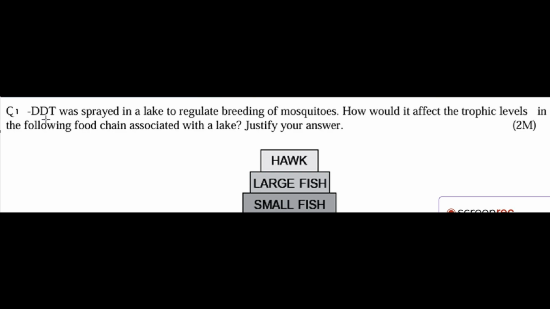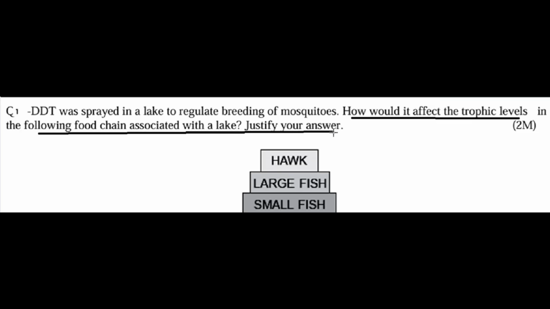DDT was sprayed in a lake to regulate breeding of mosquitoes. How would it affect the trophic levels in the following food chain associated with a lake? Justify your answer.